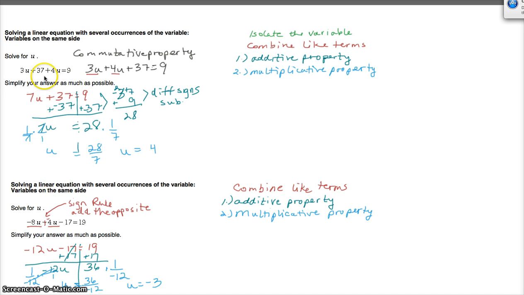So just remember that when you're solving a problem with two terms on the same side that are similar, make sure you combine your like terms before you start applying your properties.